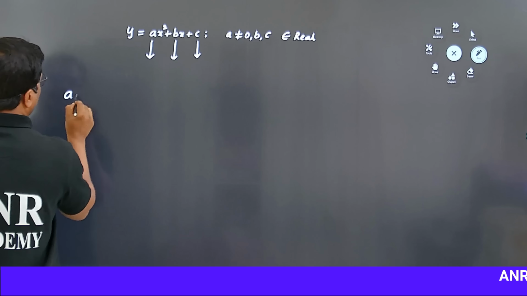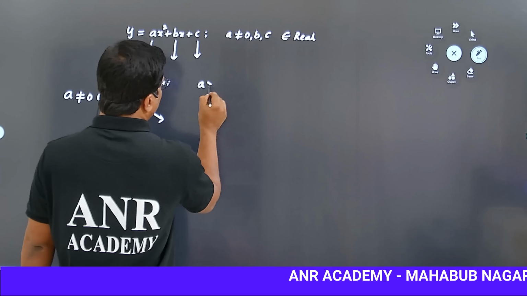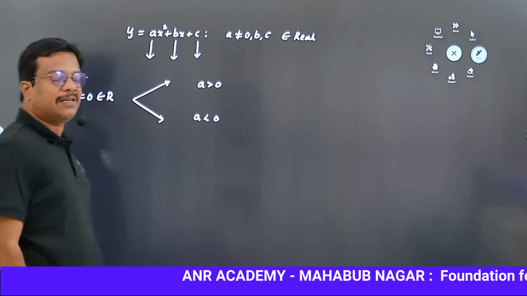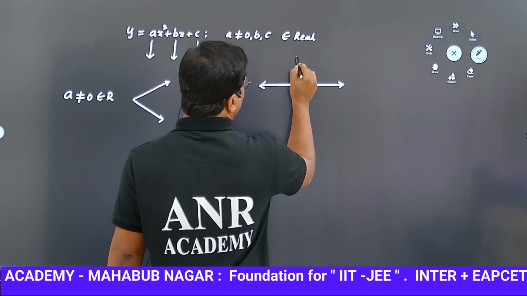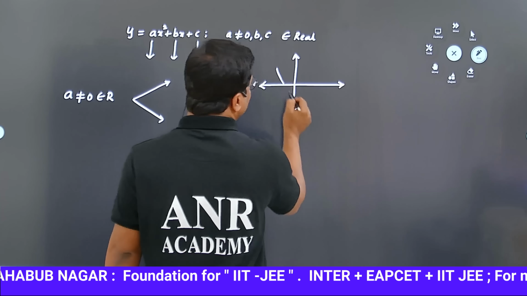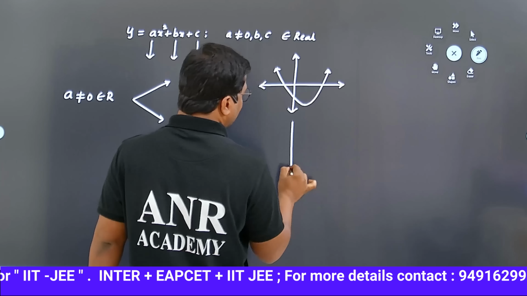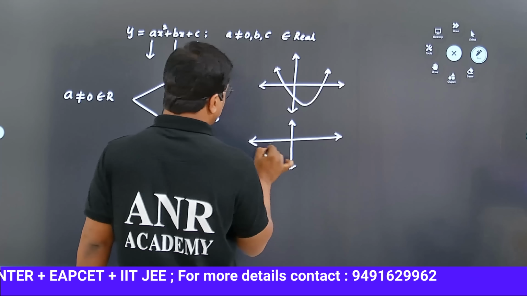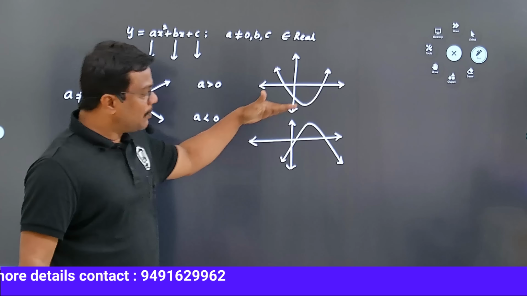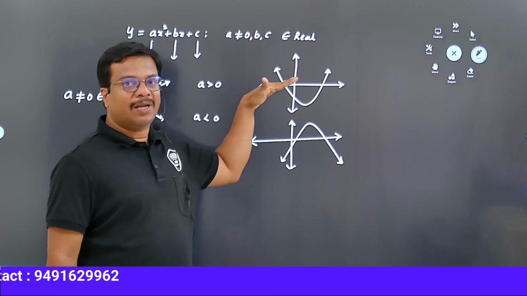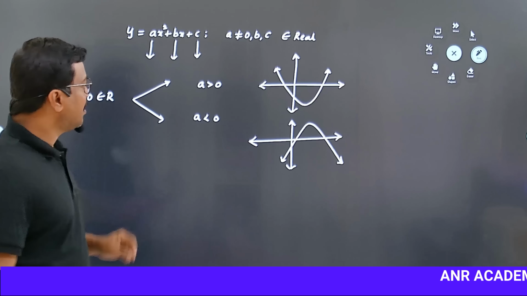Clearly a is a non-zero real number, so the value of a may be positive or negative. Whenever the value of a is positive, if you plot the graph of y equal to ax square plus bx plus c, then you will get a U-shaped graph, remember. And when the value of a is less than 0, then by plotting the graph we find the graph is U-shaped but in reverse manner, that is, the parabola opens towards the negative direction of the y-axis. In the first case, the parabola opens towards the positive direction of the y-axis, so the value of a decides the shape of the graph.